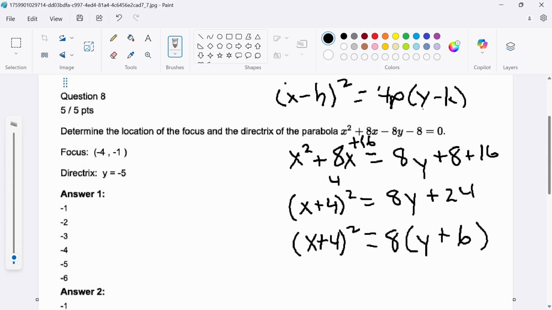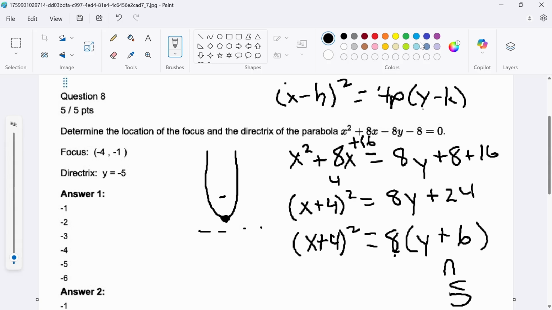So what's it asking for? The focus and directrix. Well, first of all, I see that the x term is squared, and this is positive, so this parabola looks like this. If the x term is squared and that is negative, it'll look like this. If the y term is squared and that were positive, it would look like this. And if the y term is squared and the number in front of x minus h was negative, it would look like that. So I know that there's going to be a vertex, and then the focus will be above it, and the directrix will be below it.